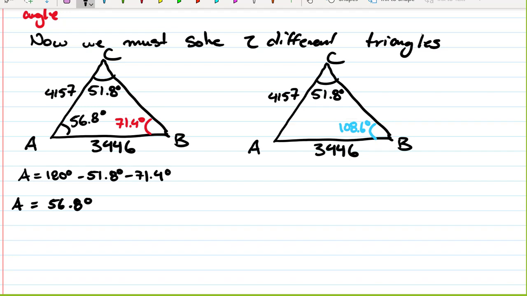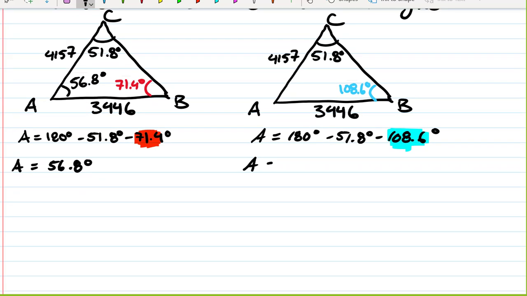And then over here, we do the same thing. We get A equals 180 minus 51.8 again, but this time we minus 108.6 degrees. So in each of these cases, we are minusing the new angle B, which is different in triangle 1 and triangle 2. So then here we end up with A is equal to 19.6 degrees.